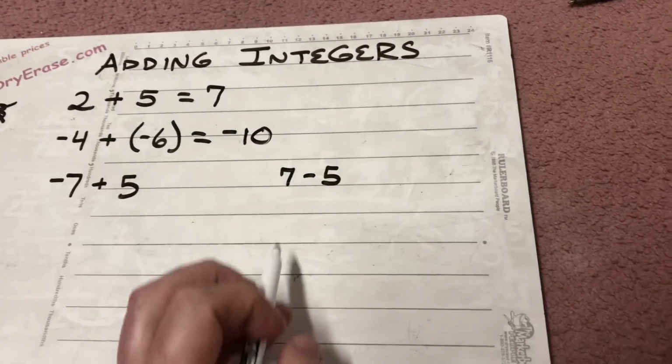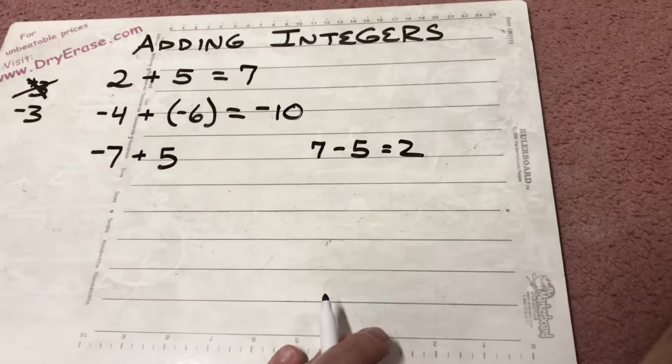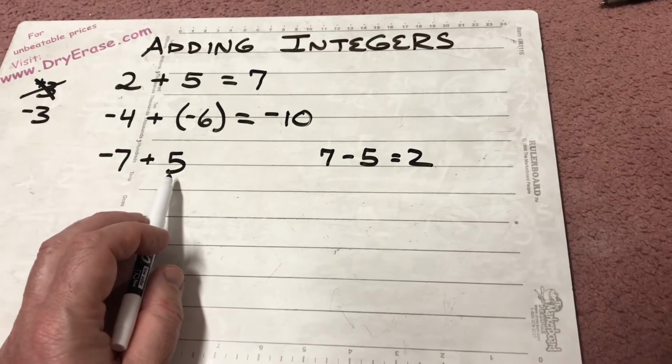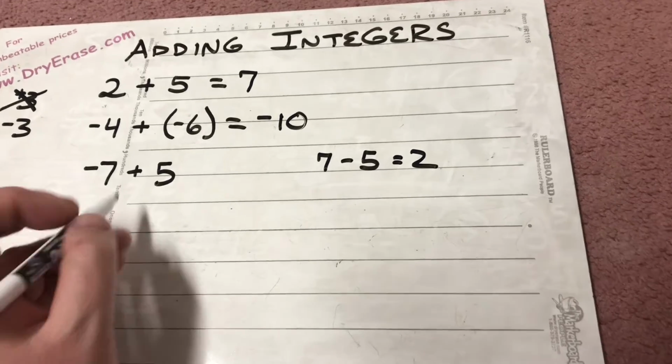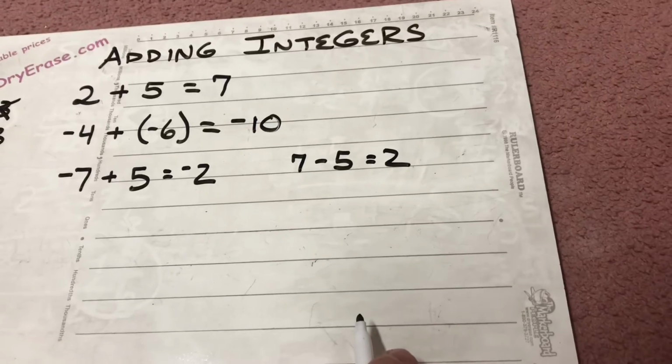Well, I know that 7 minus 5 equals 2. But the idea is this was at negative 7 and I'm adding 5. I'd have to add 7 to get all the way to 0. So I didn't make it all the way to 0. So I know the actual answer here is negative 2.